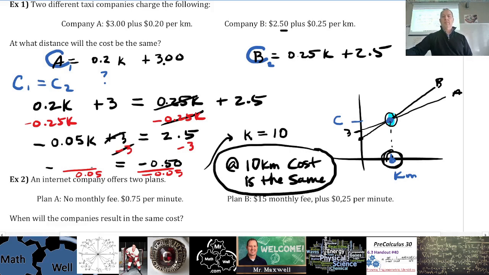So if you know you're going to go a very short distance, then you're probably going to want to do company B. You'll owe less. But if it's going to be more than 10 kilometers, company A becomes cheaper then. Okay.